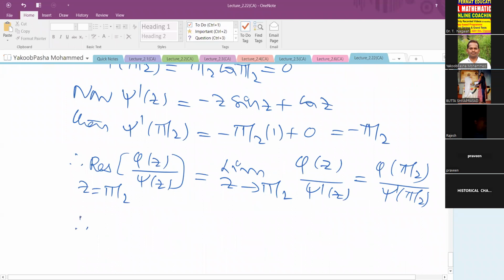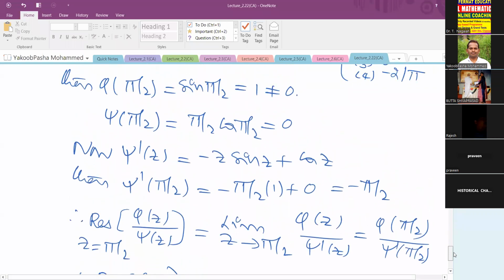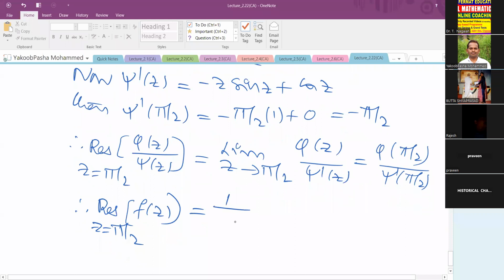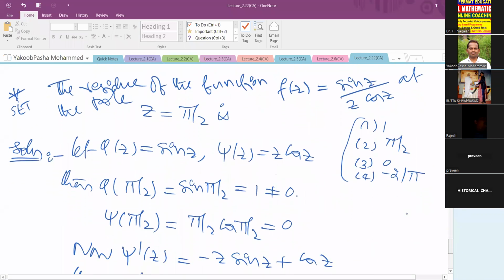This is nothing but the residue of the function phi of z by psi of z, f of z at z equal to pi by 2. That is phi of pi by 2, whose value is not 0, that is 1. The denominator value is minus pi by 2, so that is equal to minus 2 by pi. Minus 2 by pi is the right option. So the fourth option is the right option. Okay? Option 4 is right.